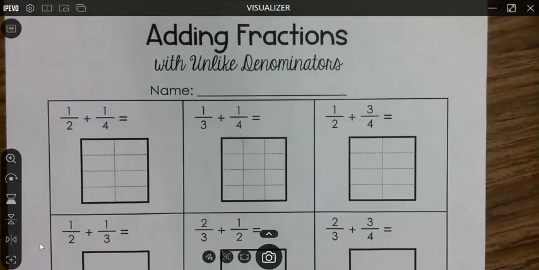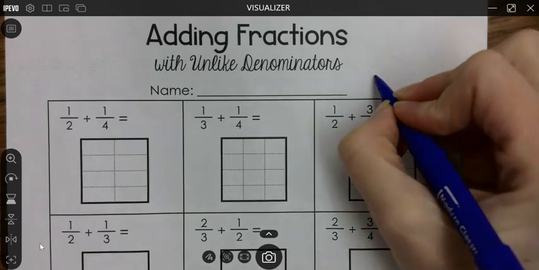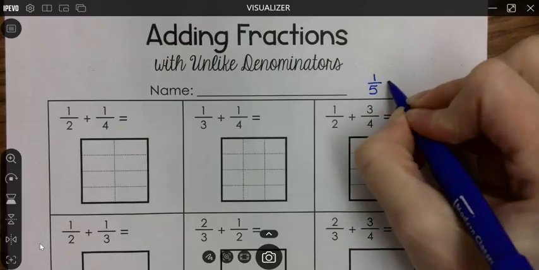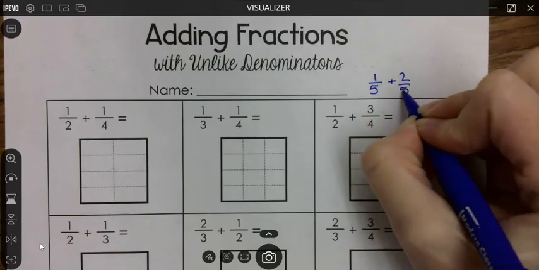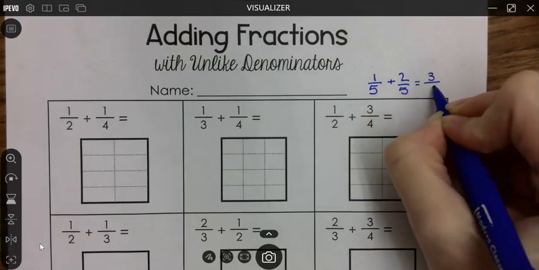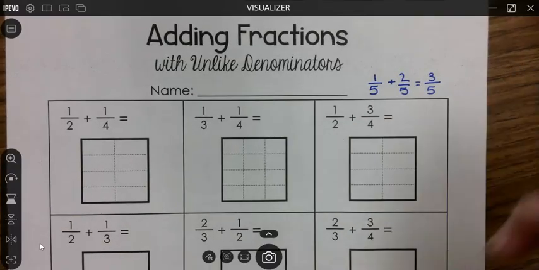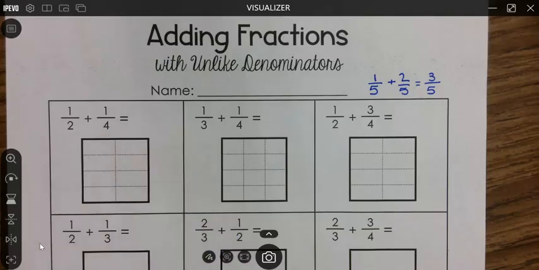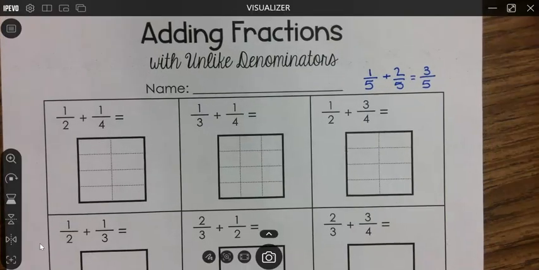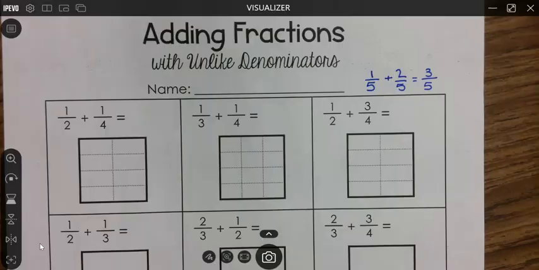When we add fractions, we need to have the same denominator. So if we have something like 1/5 plus 2/5, that would mean we have 3/5. We keep the denominator and add the numerators. But when we don't have the same denominator, we either have to get the same denominator or we can use these really cool pictures that help us. So I'm going to do the cool picture strategy today, and we'll learn about the other method tomorrow.